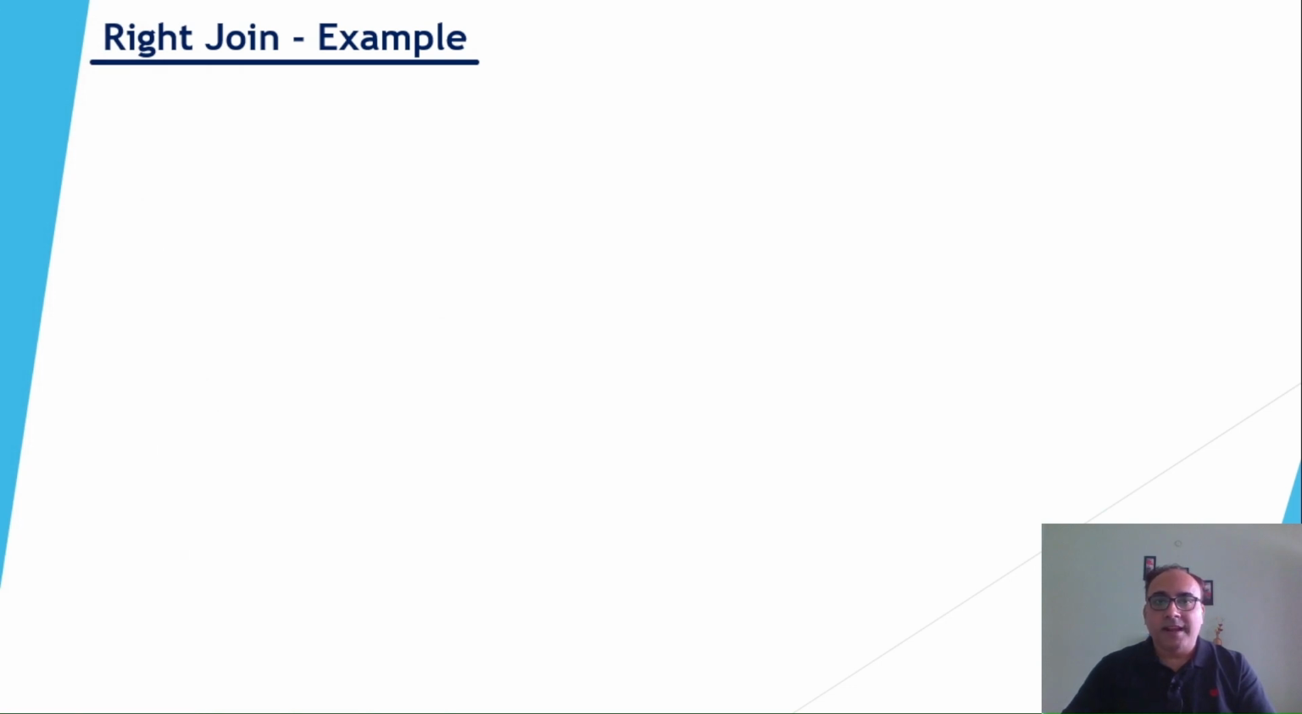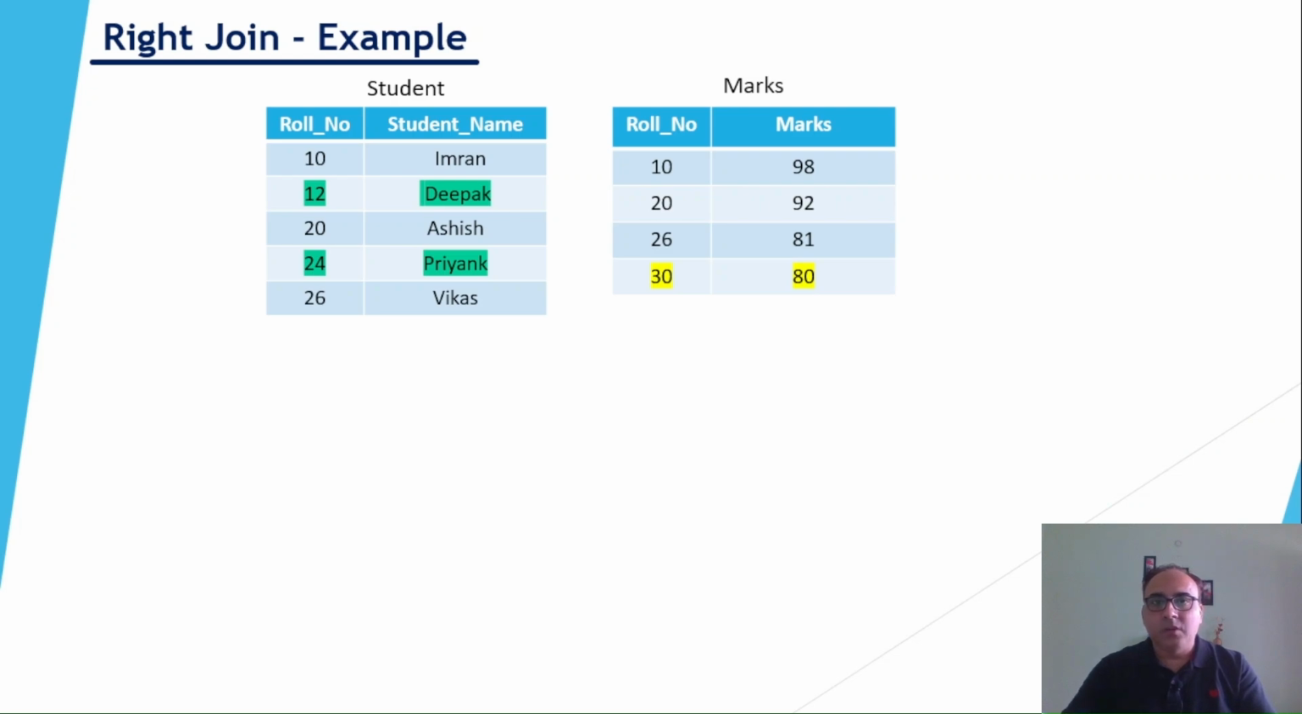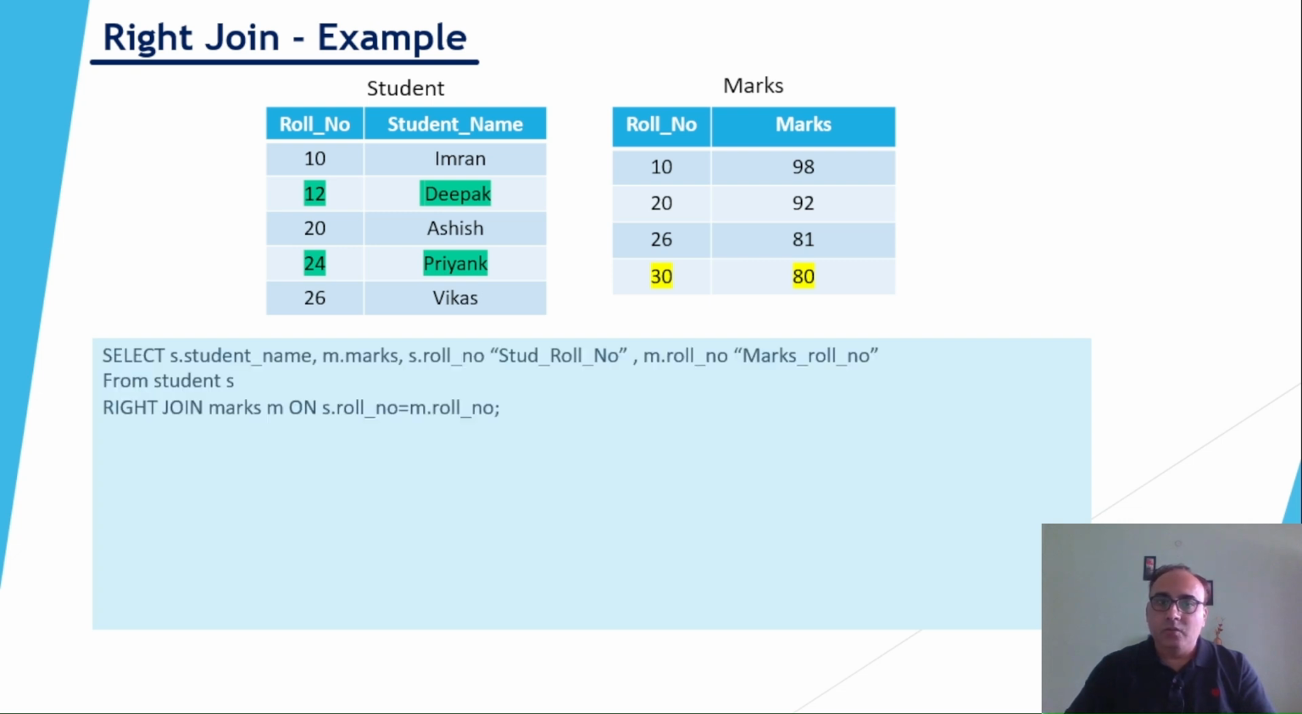Now let's talk about right join, or right outer join. We have a similar set of tables. Now let's see how we can apply right join here. The same query, the only thing is that in place of left join, here we have right join. Now what will be the outcome of this particular query? We are applying right join, so all the records from the right table have to be present in our result. Here marks is our right table, so all the records from the marks table have to be present in our result.